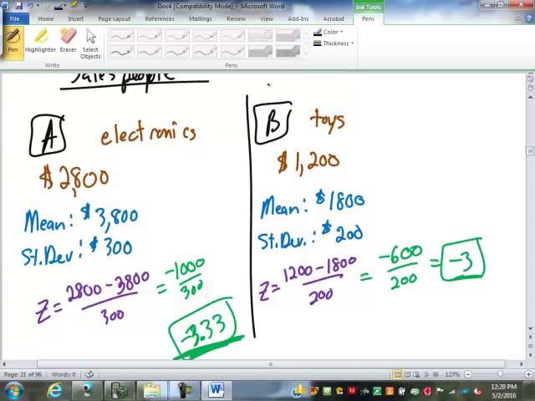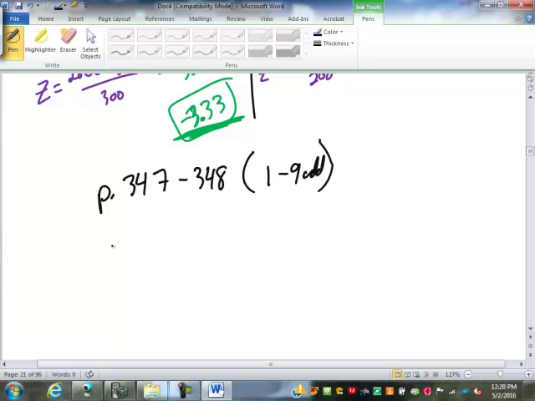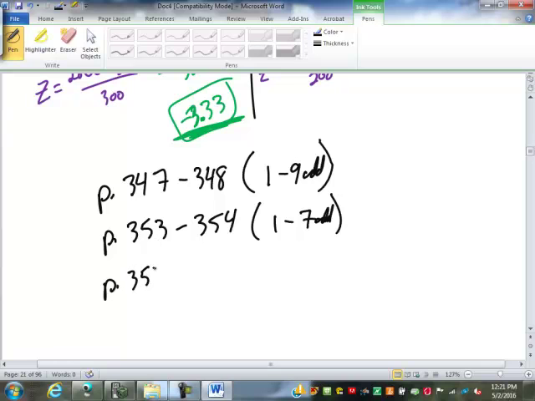Okay, we've got about a minute and a half left here, so before I lose you, let's go ahead and put some homework up here. We have page 347 through 348, 1 through 9 the odd. We also have page 353 through 354, 1 through 7 the odd. And finally, for our measures of spread, page 357 through 358, 1 through 6.